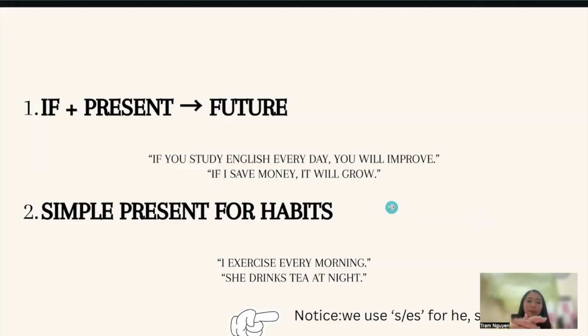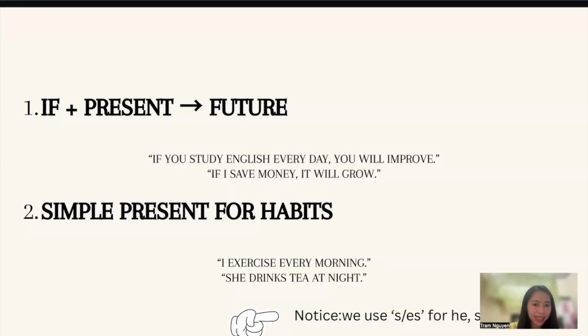Here. As I mentioned in our objective today, we will review two grammar points. The first one, if with the present and future to talk about the result of an action, a habit, right? I also give you two examples using this grammar. The second one, we will review the simple present tense.